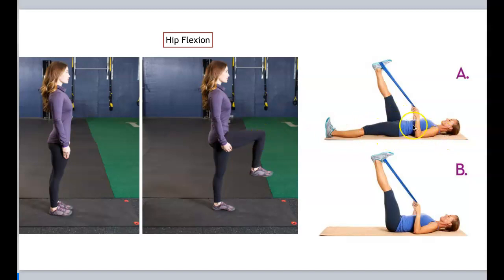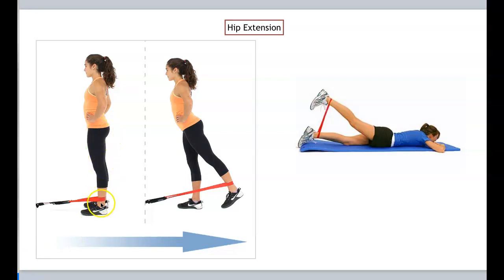Same thing here. If you're laying down and you bring your leg up, this is still hip flexion right here. Hip flexion. Forward movement at the hip joint. Anatomical position, you kick that leg back. That is hip extension. The leg is now behind you. Same thing here. If you're laying in the prone position here and you lift that leg up, that is hip extension. We're only talking about the hip.